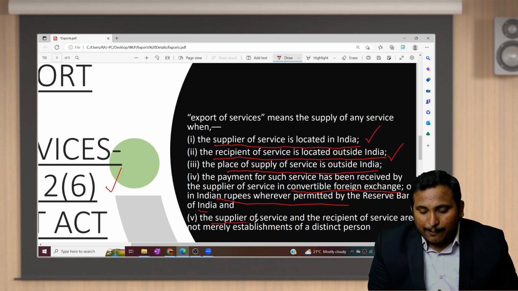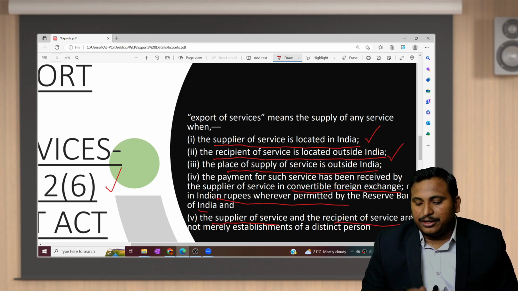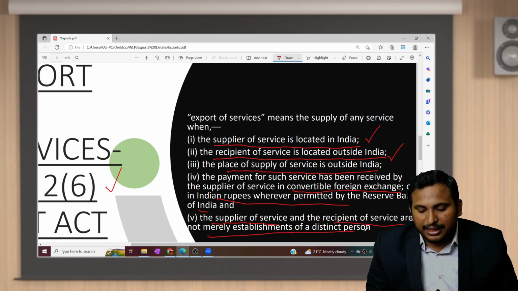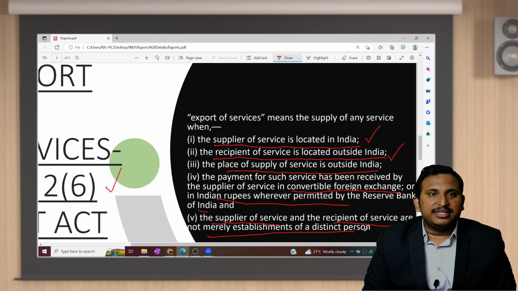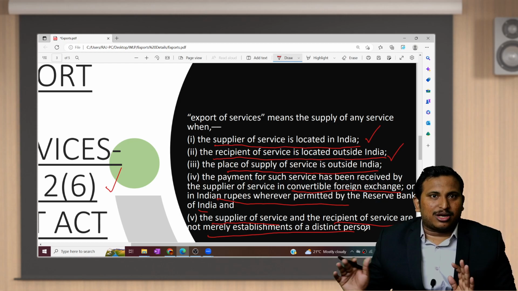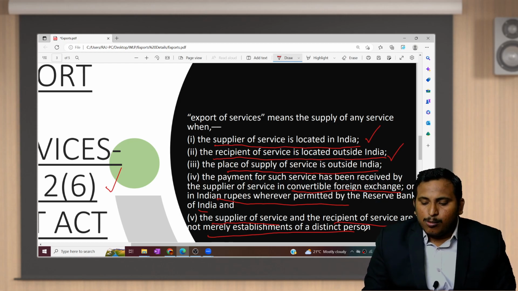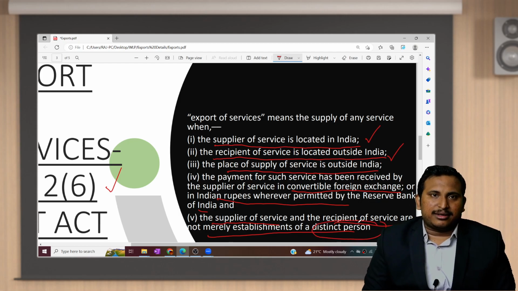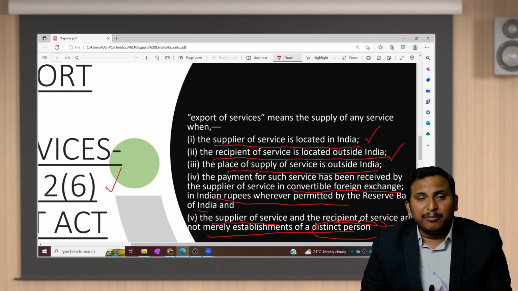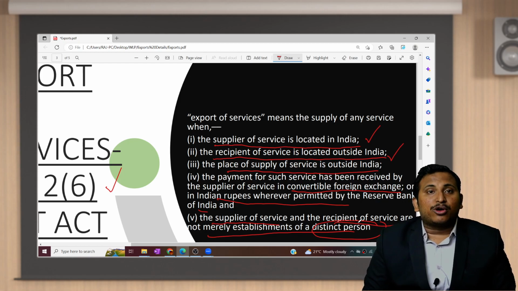And the supplier of service and recipient of service are not merely establishments of a distinct person. Sometimes you will have branches or stock godowns, etc. It need not be like that, a normal sale. That is the point. More about distinct person we will learn later, that's a separate point. But have a basic understanding. To call it an export of services, there are many conditions that we check. Particularly the important one, the payment should be received in foreign exchange, then only you will call it that. So hope it is clear.